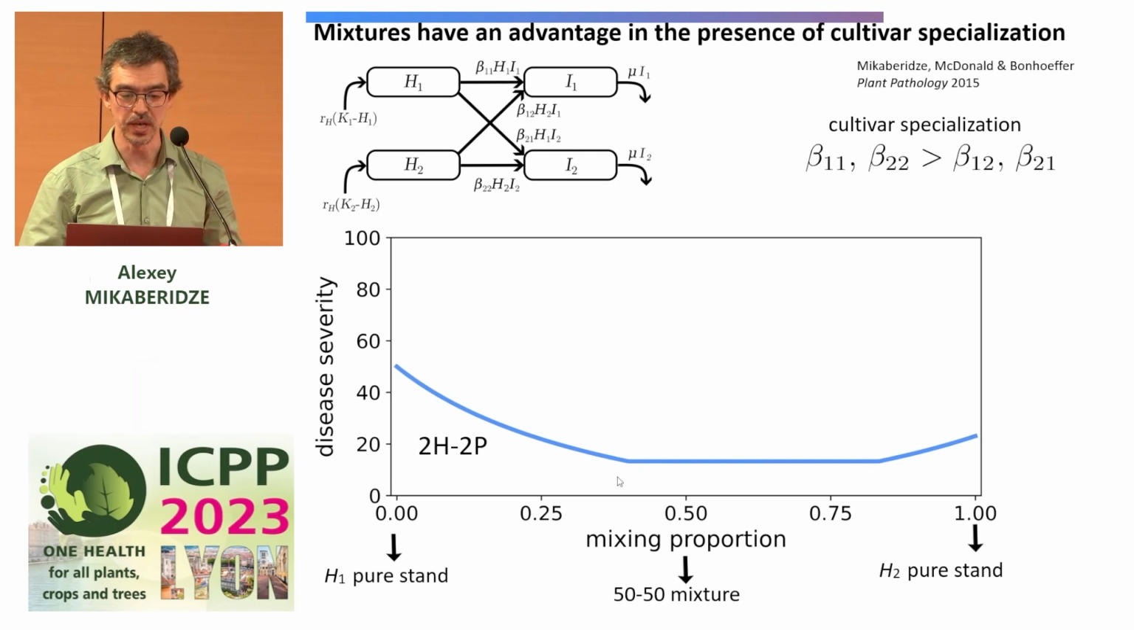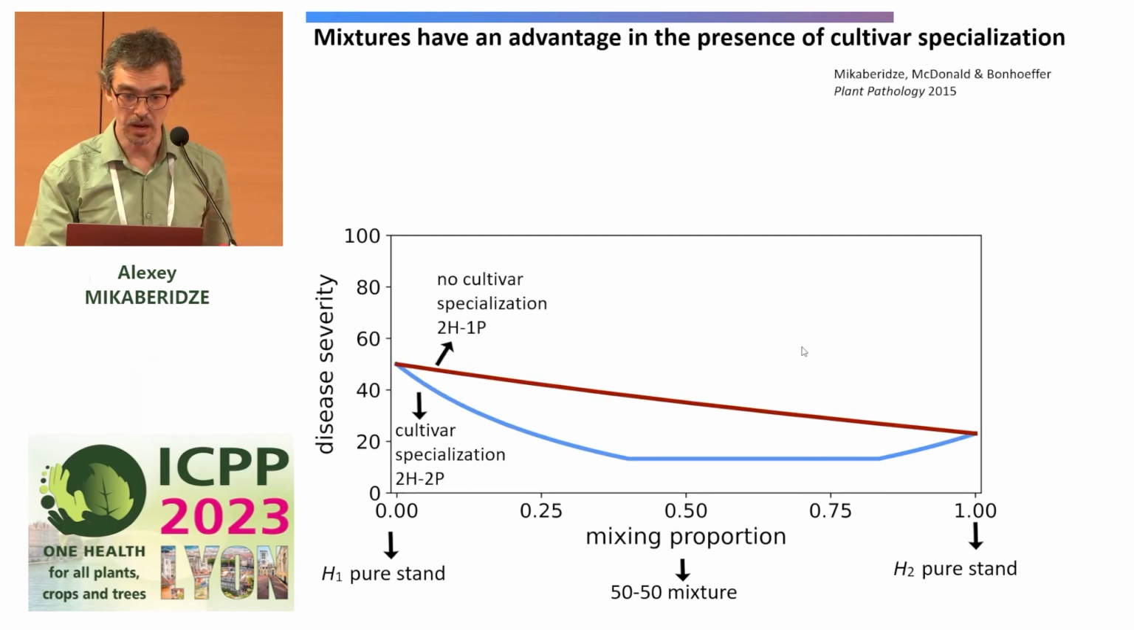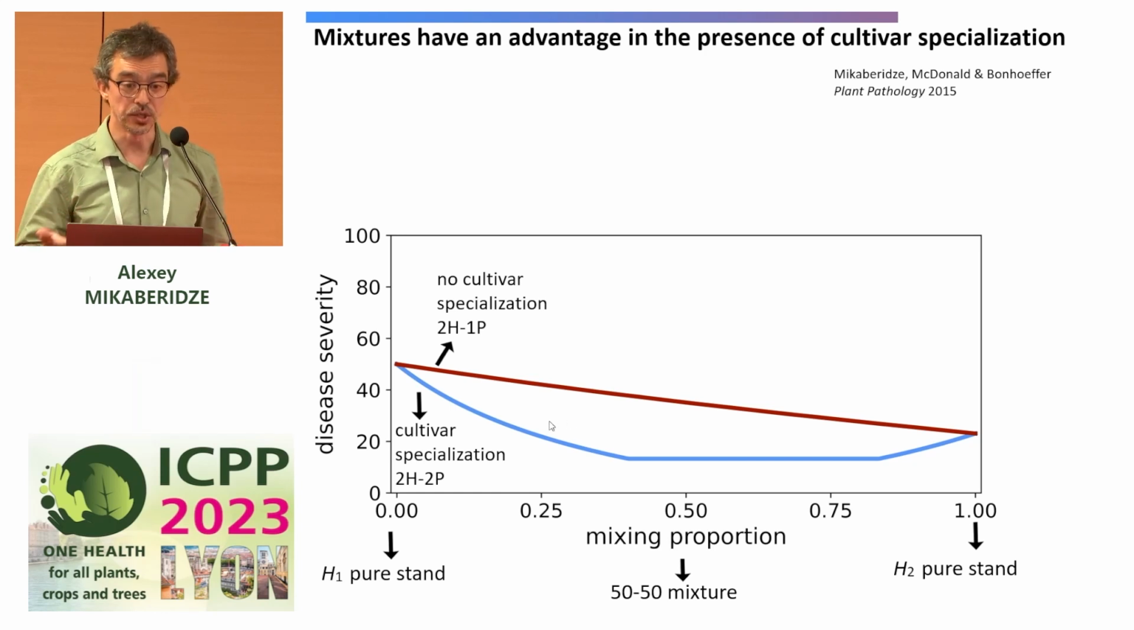Disease severity can be suppressed across the range of intermediate mixing proportions to a level that is lower than each of the pure stands. And you can see, by comparing these two curves, that mixtures indeed can have a substantial advantage in the presence of cultivar specialization.